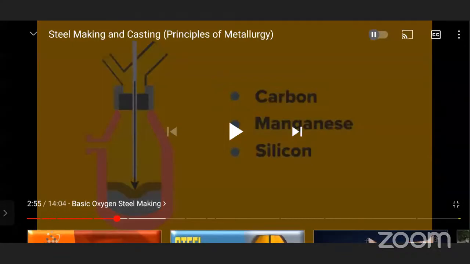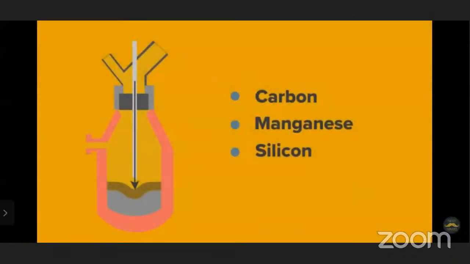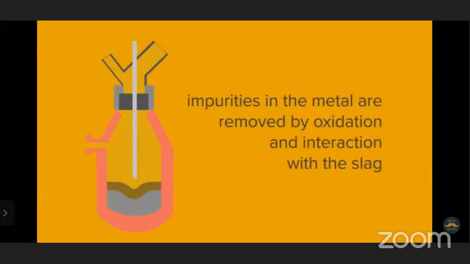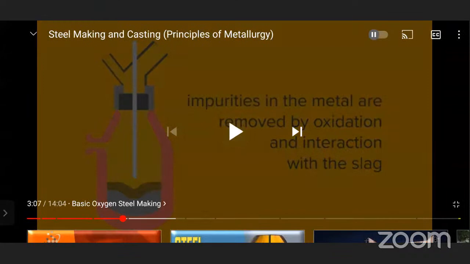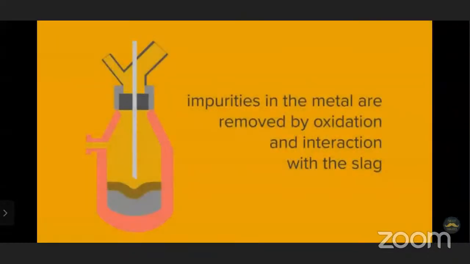These reactions, which give off heat, help to melt the scrap and aid in the refining process. Carbon, magnesium, and silicon will be removed. The impurities in the metal are removed by oxidation and interaction with the slag. The steel is then processed further in secondary steel making.